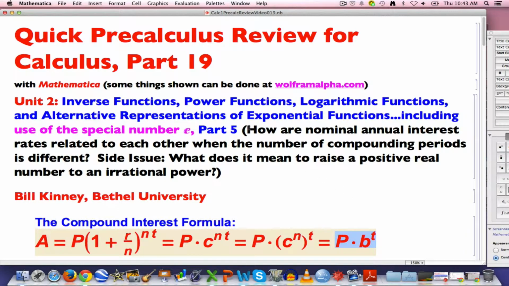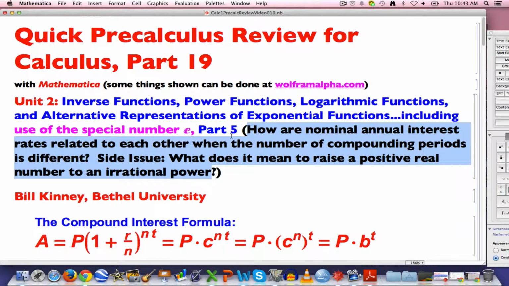In this video, we're going to change our focus a bit. Two questions we want to address. First, what happens if you don't do quarterly compounding? How are nominal annual interest rates related to each other when the number of compounding periods is different? What if we did monthly compounding instead, where n is 12? We'll think about that. There's also a question that I'm calling a side issue. It's an important issue, but it's a little bit away from our main focus, so I'm calling it a side issue. What does it mean to raise a positive real number to an irrational power? Not a rational power, but an irrational power like pi, for example. That's what we want to think about.